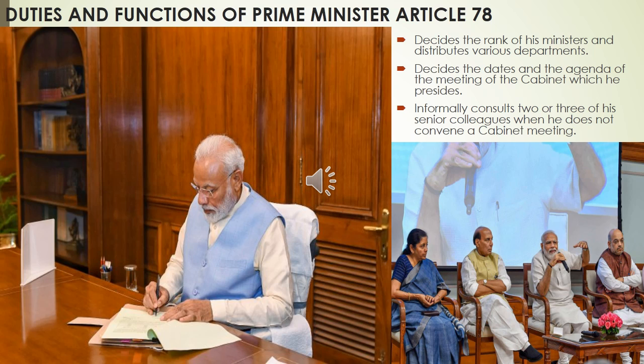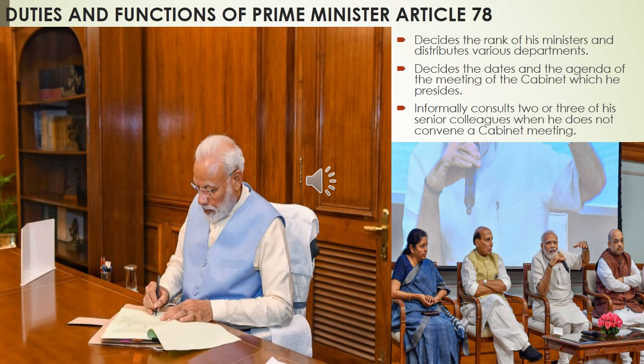The Prime Minister decides the dates and the agenda of the meeting of the cabinet which he presides over. He fixes the date, the agenda and the timing of the meeting.